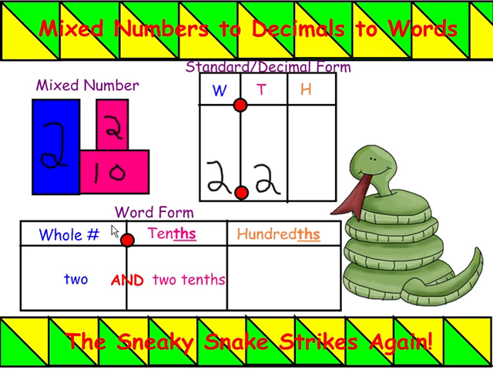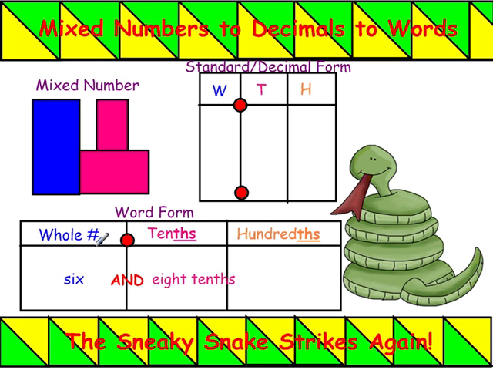Now this next one that we're going to try, I'm going to actually start with the word form and transfer it into decimal and then back into mixed number. Okay, so here we have a word form, 6 and 8/10. Now I see that the word "and" is here, and the word "and" tells me I'm going to have a decimal or a fraction. So I'm going to go ahead and do the decimal form or the standard form first.